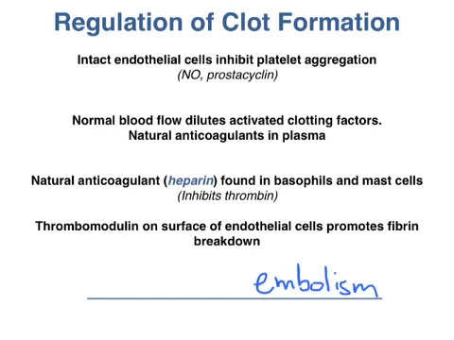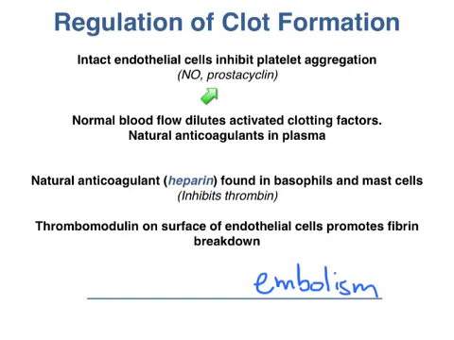The endothelial cells that line your blood vessels help out with controlling clot formation. They actually secrete molecules, nitric oxide and prostacyclin, that inhibit platelet aggregation. So if the blood vessel is fine, intact, undamaged, the endothelial cells are going to actively shut down platelet clumping.